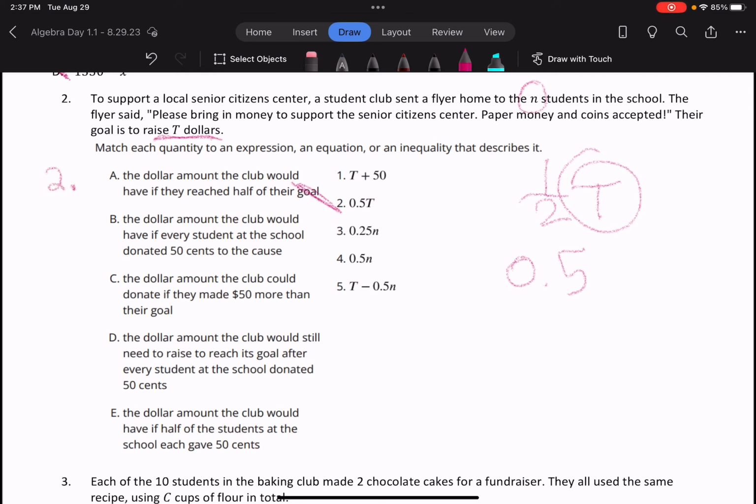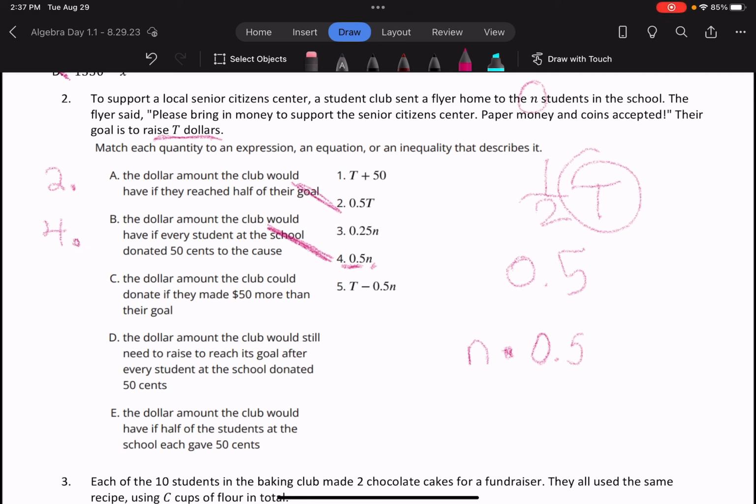0.5 T. Letter B says the dollar amount the club would have if every student at the school donated 50 cents to the cause. So we have number of students is N, so that would be N. And then if each person donates, that's going to be a multiplication piece. Multiplied by 50 cents. Remember 50 cents is half of a dollar, so represented by 0.50 or 0.5. And so that would be N times 0.5. Now we know that when we multiply by a variable, we can write it as the coefficient, the number in front of the variable here. And so B matches nicely with 4.